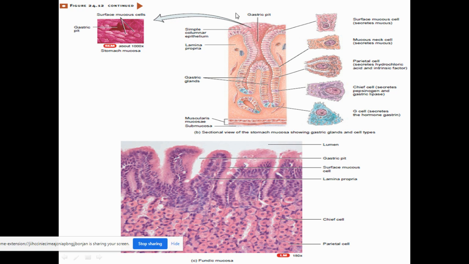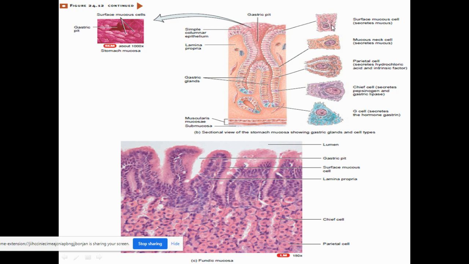So this is the gastric gland. There are different kinds of cells here. It is made up of simple columnar epithelial cells, lamina propria, and the gastric glands, then the muscularis mucosae, and the submucosa. So what are the different types of cells? Number one is the surface mucous cells.